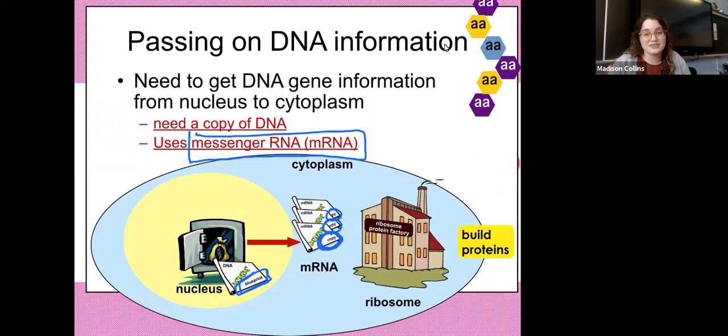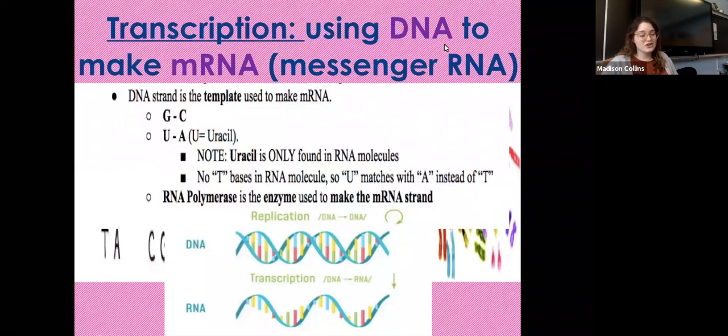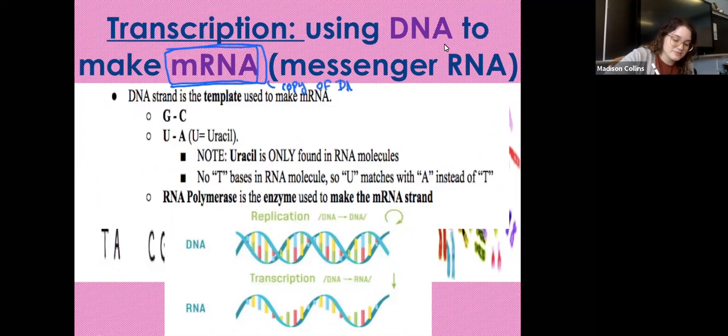So DNA doesn't actually have to leave the nucleus. And this is the process known as transcription. We're using DNA to make mRNA, messenger RNA, and this is a copy of DNA. Right? So the DNA strand is used as a template to make mRNA.